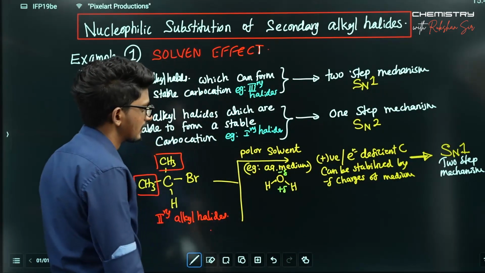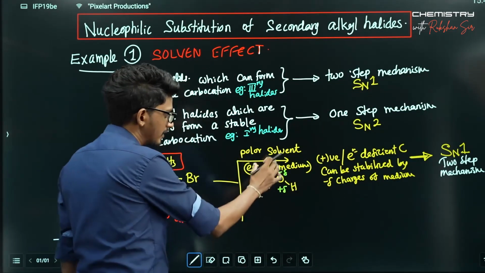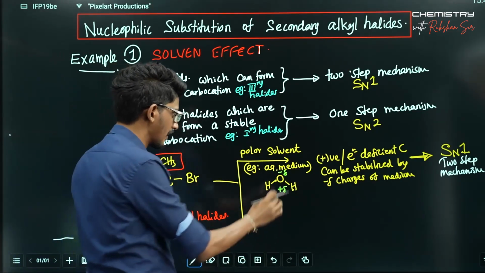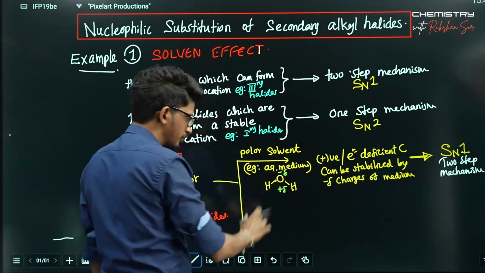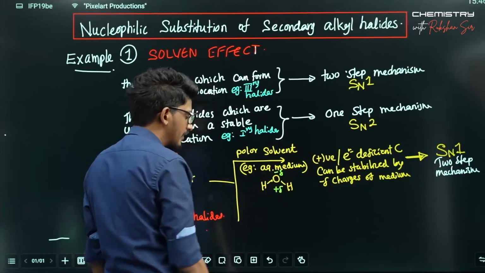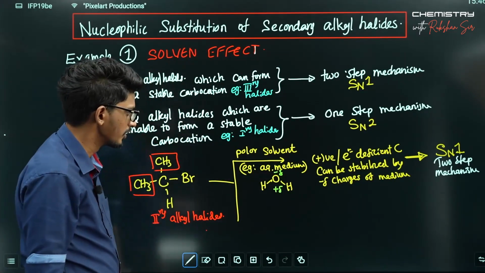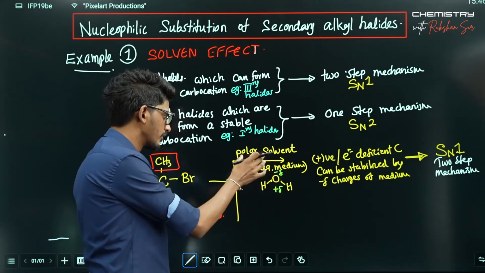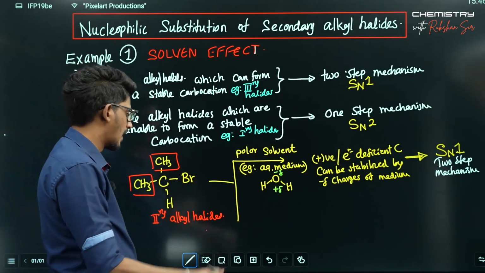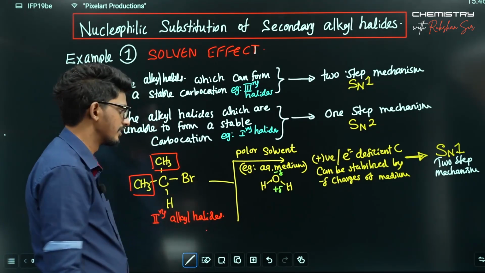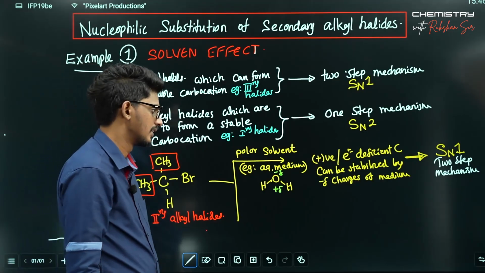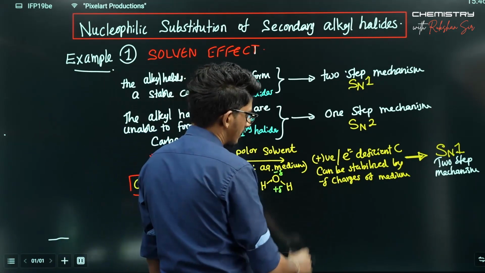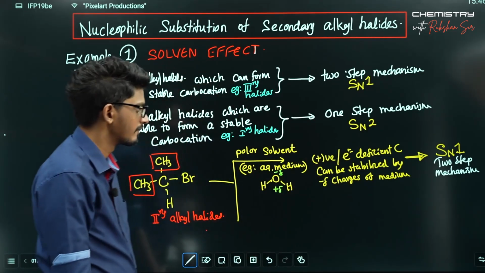You can stabilize your carbocations with the use of the charges appearing within your medium. Basically, the negative charges can be used to give some electron density towards the electron-deficient carbon, so that the carbon can be stabilized. So with polar solvents, the secondary carbocation formed by the secondary alkyl halide can be stabilized, so that two-step mechanism will be preferred.